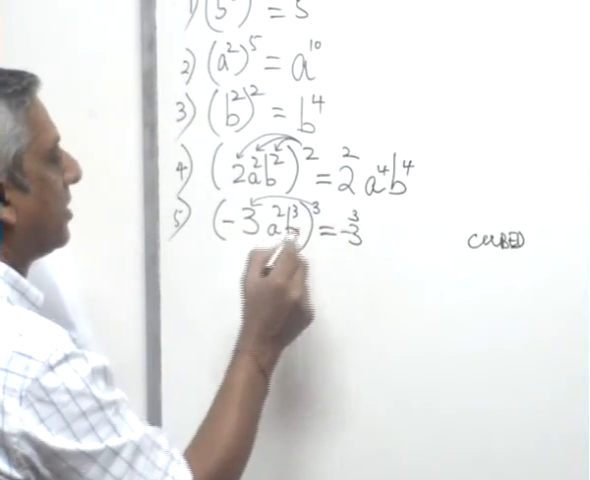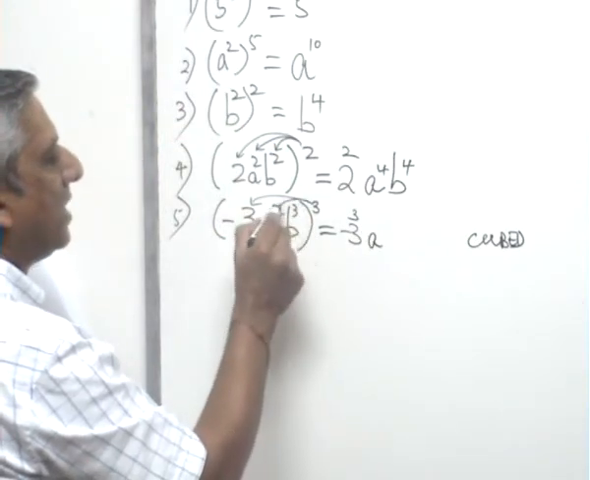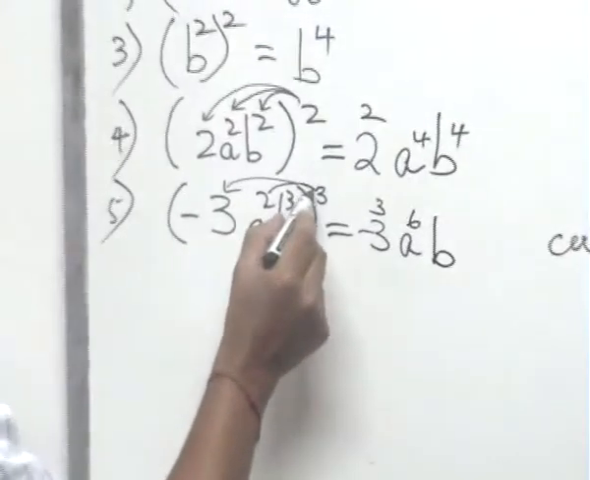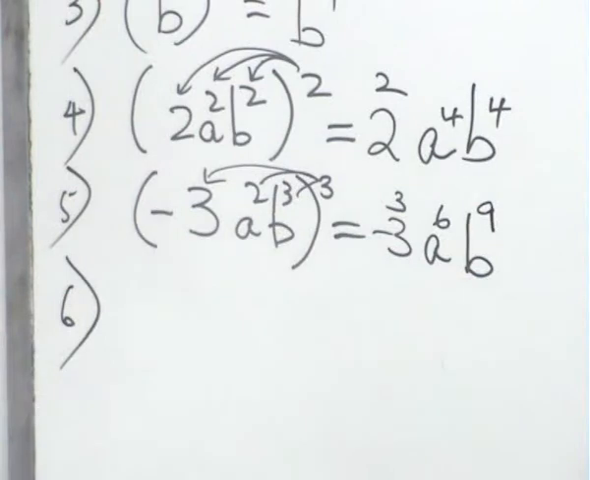Minus 3 cubed. A, 2 times 3 will give me 6. And B, 3 times 3 will give me 9. Number 6.